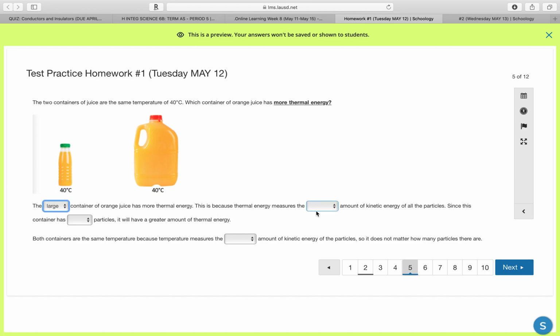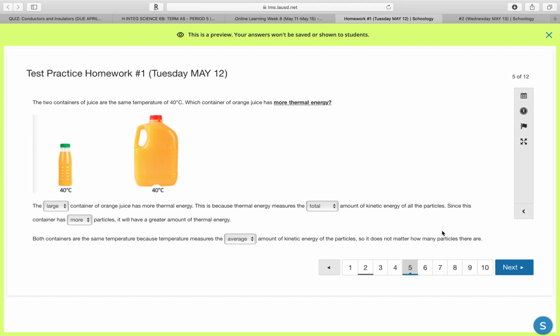This is because thermal energy measures the total amount. Remember, temperature measures the average amount, but thermal energy measures the total amount of kinetic energy. And since the container has more particles, it'll have a greater amount of thermal energy. Now, both containers are the same temperature because, for temperature, it doesn't matter the size. Temperature measures the average amount of kinetic energy, so it does not matter how many particles there are.